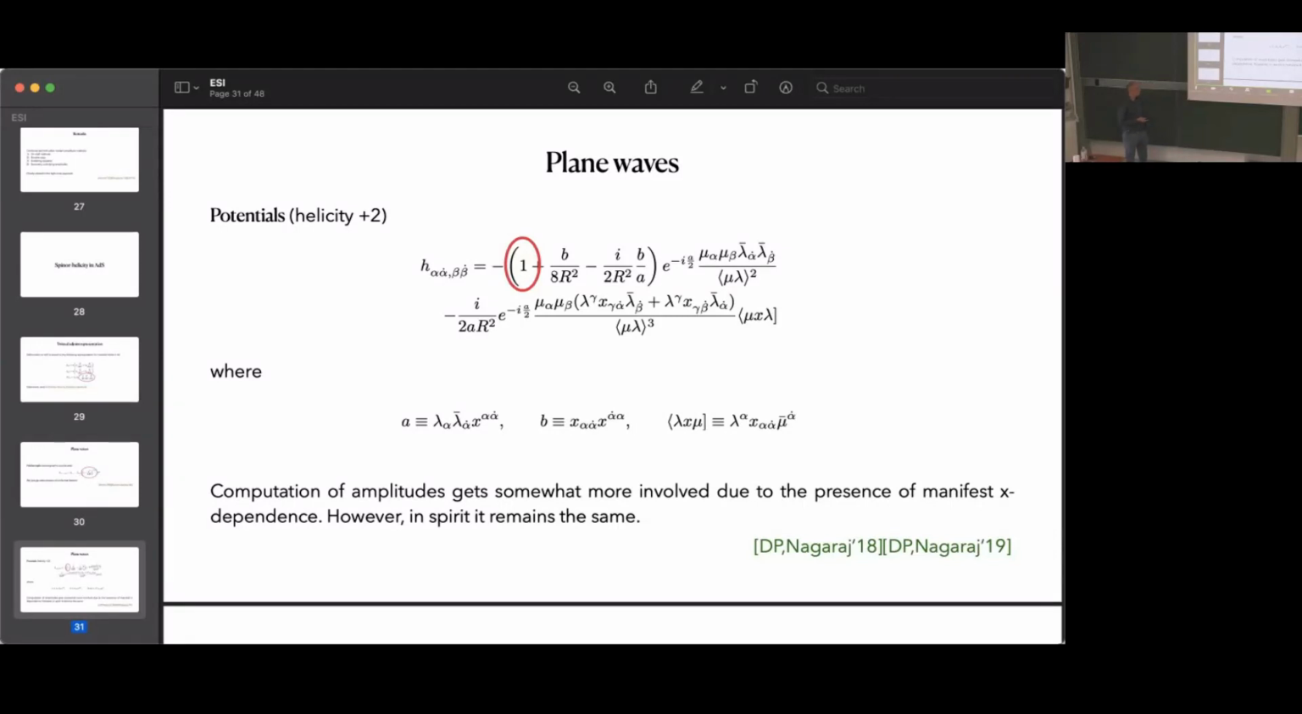And then having these potentials, you can compute amplitudes using the standard Feynman rules. This goes pretty much the same way, except, as you can see, it gets a bit more complicated because you have some additional X dependence. But conceptually, it remains the same.